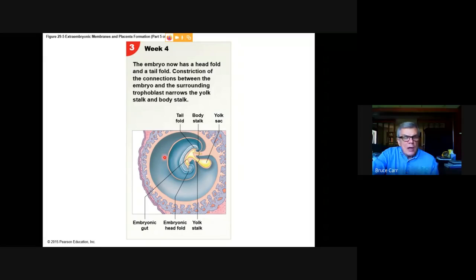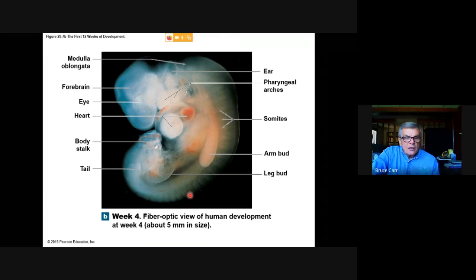The same rules apply. Early on, when this is a long, narrow strand, then diffusion can get things in and out. But as the cells become more numerous and they pile on top of each other, you need some specialized system for bringing in resources and removing wastes. And that's what the placenta will do. Here is that embryo, and as I said, no matter what you start with, if it's a vertebrate, it's going to look about like this at a month.